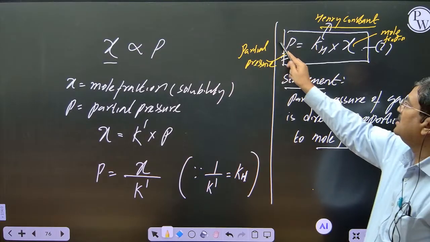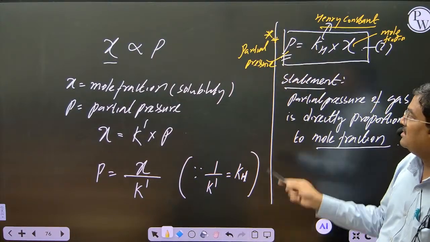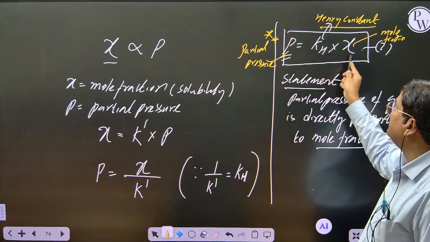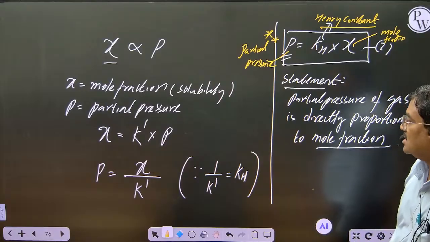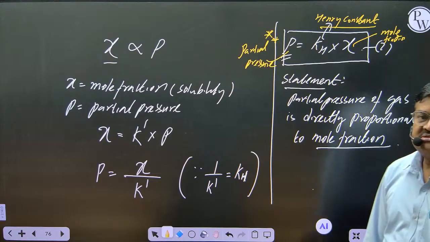This is an important relation in JEE Mains as well as in NEET. We get numericals on partial pressure. So in the problem they give you partial pressure and mole fraction, and they may ask you to find KH. What is KH called? Henry constant. Understood, students, all of you?